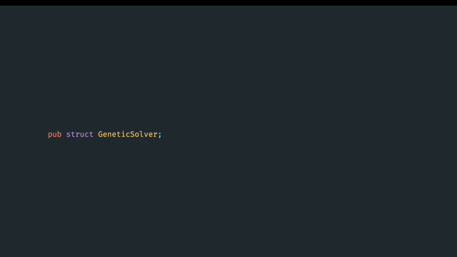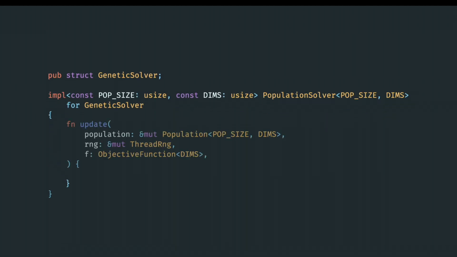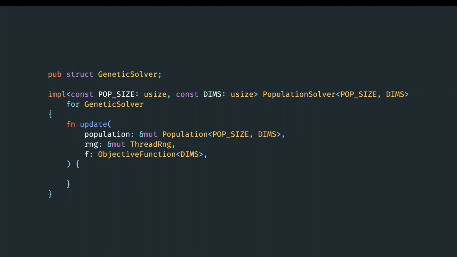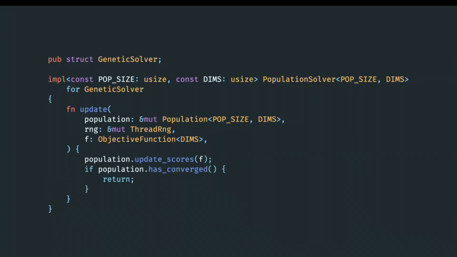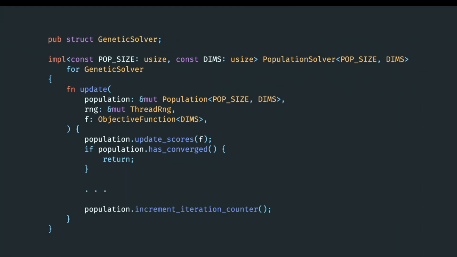We define a unit marker struct, genetic solver, and implement the population solver trait for this struct. This requires us to implement the update function. We start off by updating the scores and sorted scores arrays as they are initialized with default values by the constructor. Then we check whether the algorithm has converged already, in which case we simply return. Then we perform the core logic of the algorithm, which I'll get to in a moment. After the core logic is completed, we increment our iteration counter.